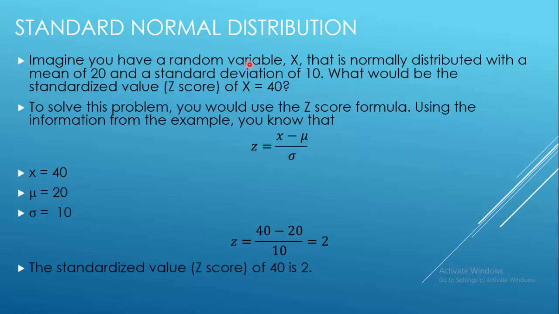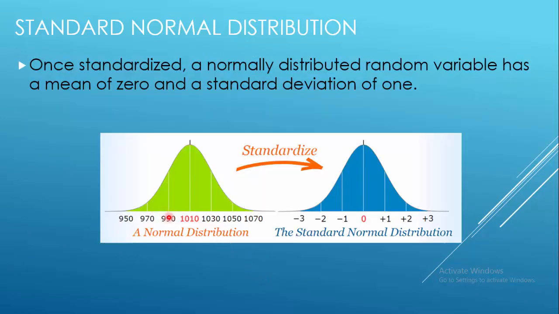Imagine you have a random variable x that is normally distributed with a mean of 20 and a standard deviation of 10. What would be the standardized z-score of x equal to 40? We just plug in the value of x, which is 40, subtract mu, which is 20, and divide by sigma, which is 10. This gives us 2. So the standardized z-score of 40 is 2. Suppose here you have a value of 40, then here it will be this 2.